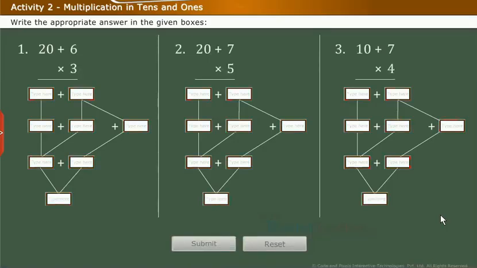Take up one more activity on multiplication in tens and ones. Write the appropriate answer in the given boxes.